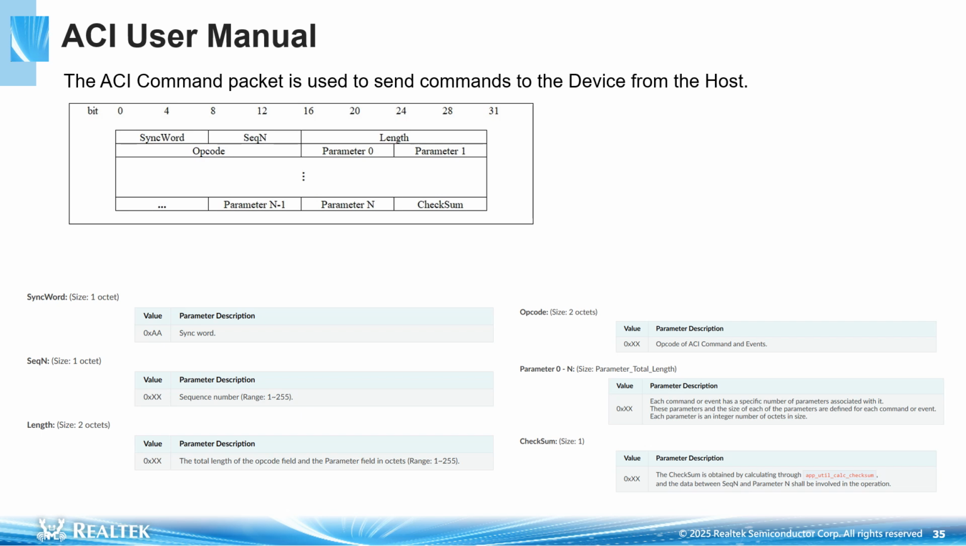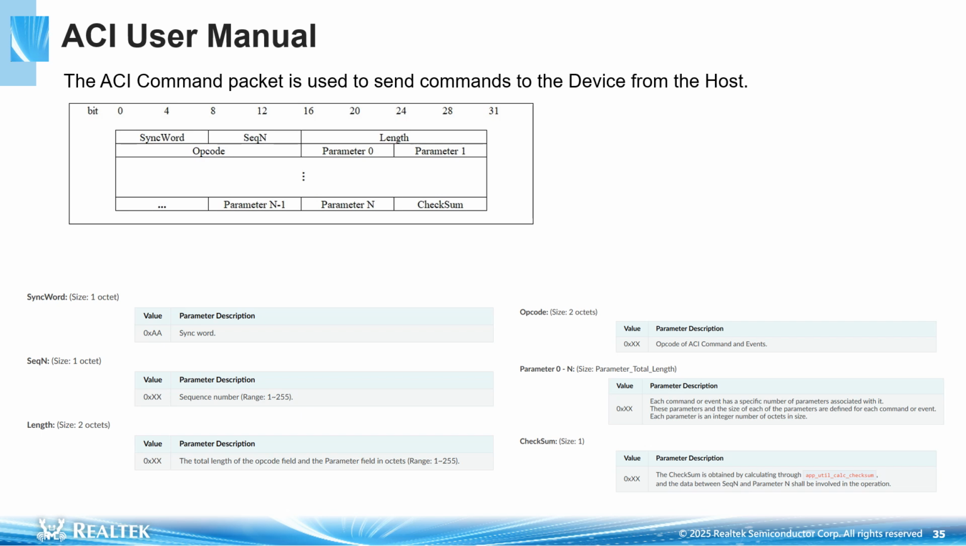Next, let's take a look at the ACI User Manual section. This section gives the command and event collection we used in the application note. First, let's introduce the general format of command and event. An ACI command message is used by the host to send commands to the device. ACI event messages are used to send events from the device to the host and consist of fields such as sync word, seqn, length, opcode, parameter, checksum, etc.